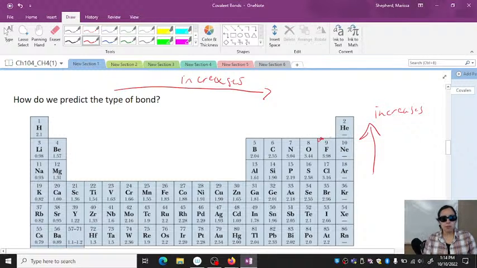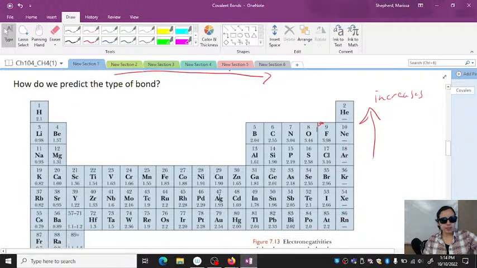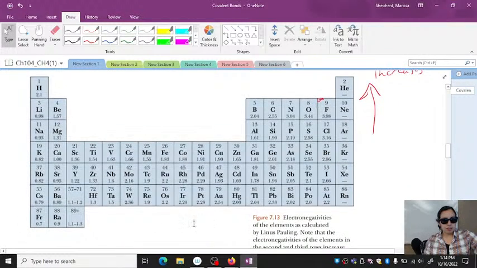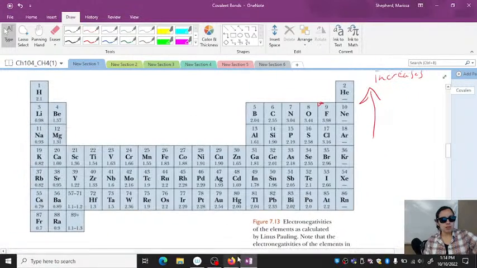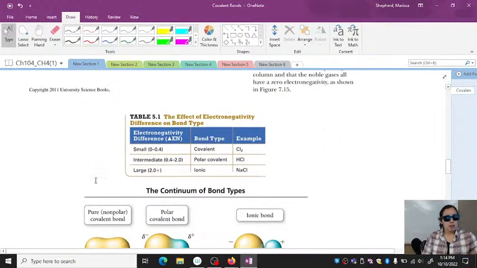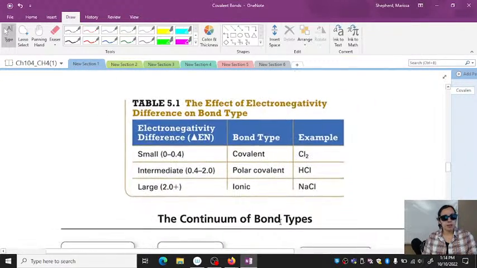So again, star fluorine, and it's just made on this scale. They were calculated by Linus Pauling, and he determined from his scale that comparatively fluorine is about a 4 in electronegativity, so 3.98. And one of the lowest ones would be francium, so 0.7 for its electronegativity.